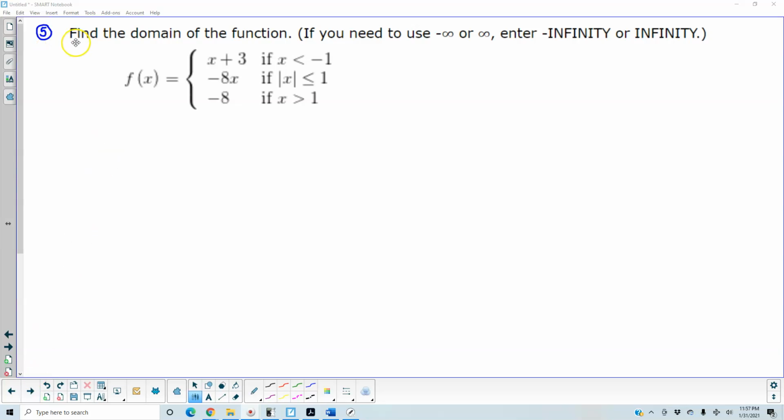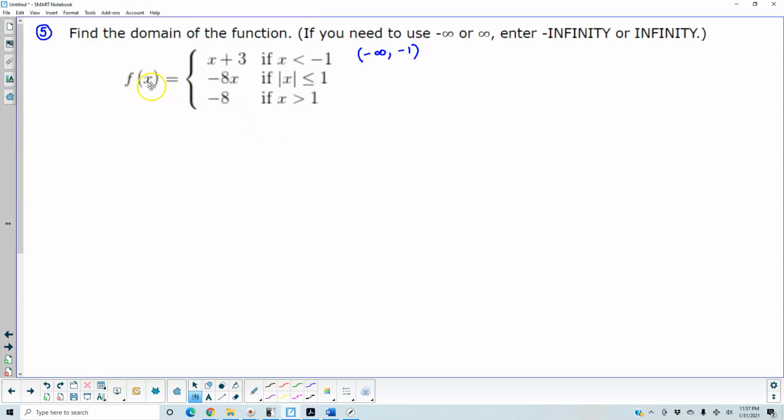And the question here says we want to find the domain of the function. Again, if you need to use negative infinity or positive infinity, then type in the words negative infinity or infinity. Now this is a piecewise function. So that means that f of x is equal to x plus 3 if x is less than negative 1. So what would the domain look like for that restriction? Well, that means you're going to go from negative infinity to negative 1.